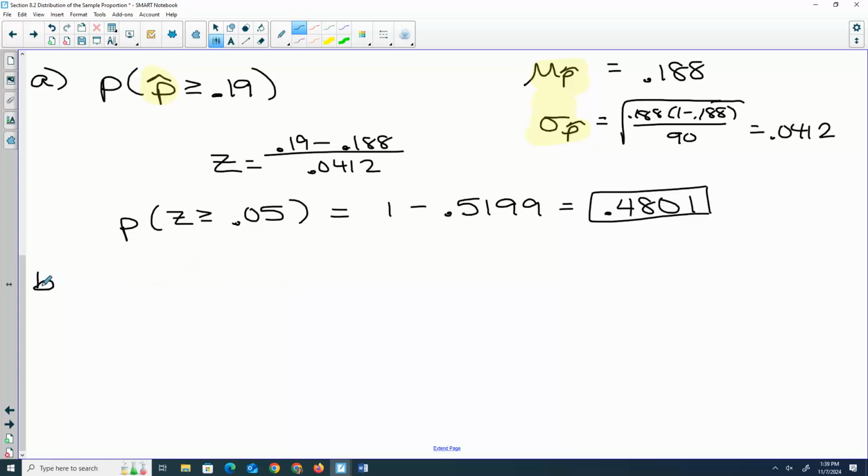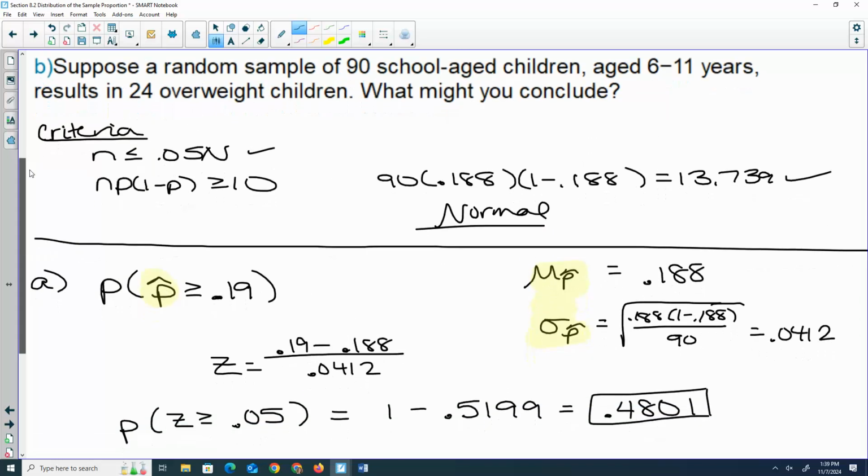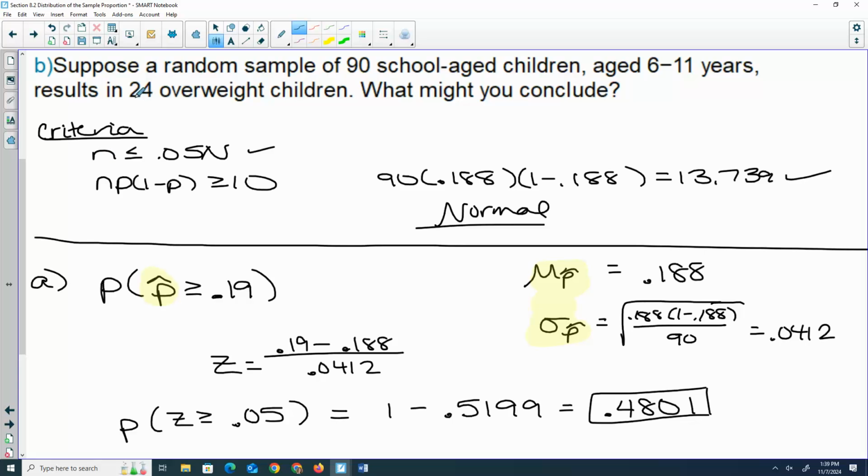Part B says, suppose a random sample of 90 school-aged children, ages 6 to 11, results in 24 overweight children. What might we conclude? If we are using P's, then when we're finding probability, we have to have a p-hat. We have to have a proportion or a percent. I gave you the number of overweight children. How would I get my p-hat from that?